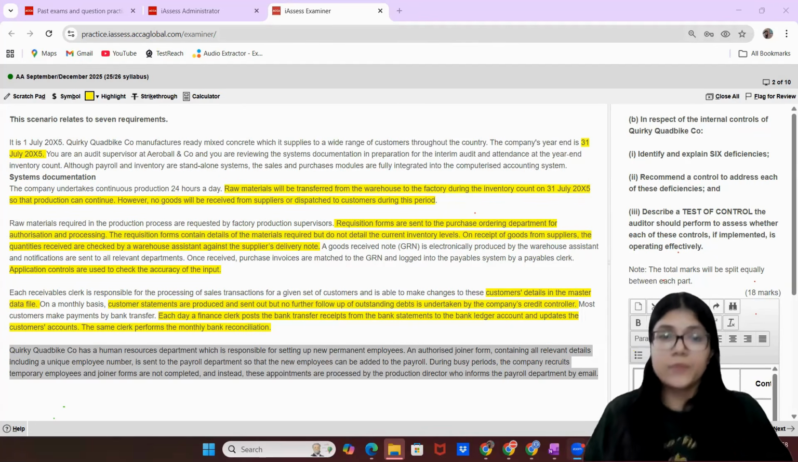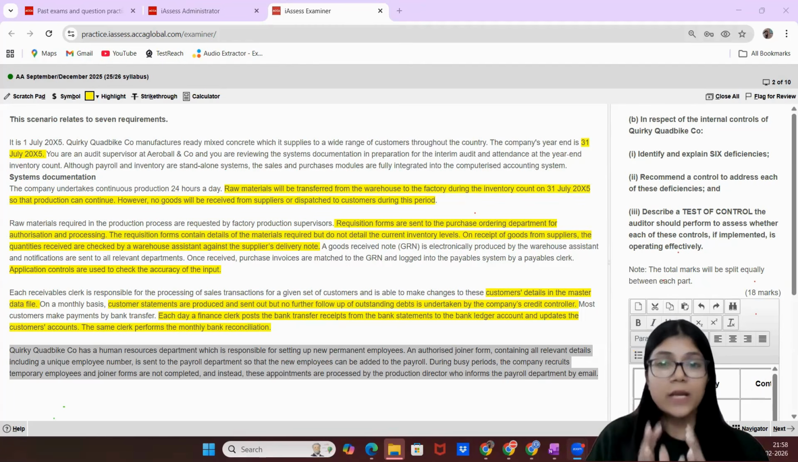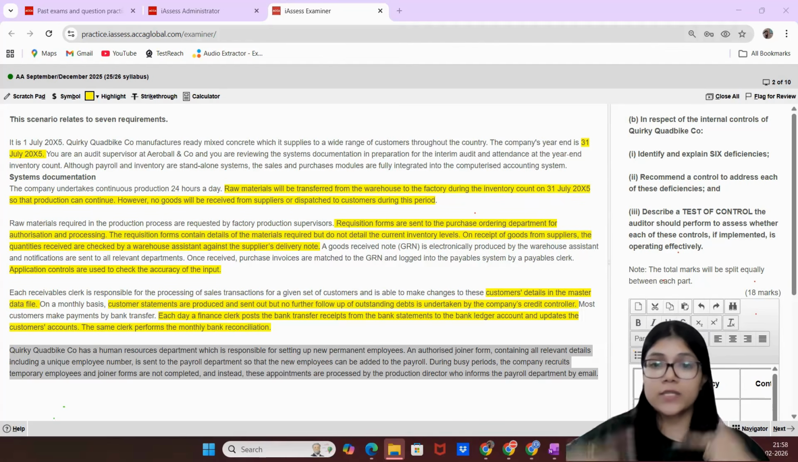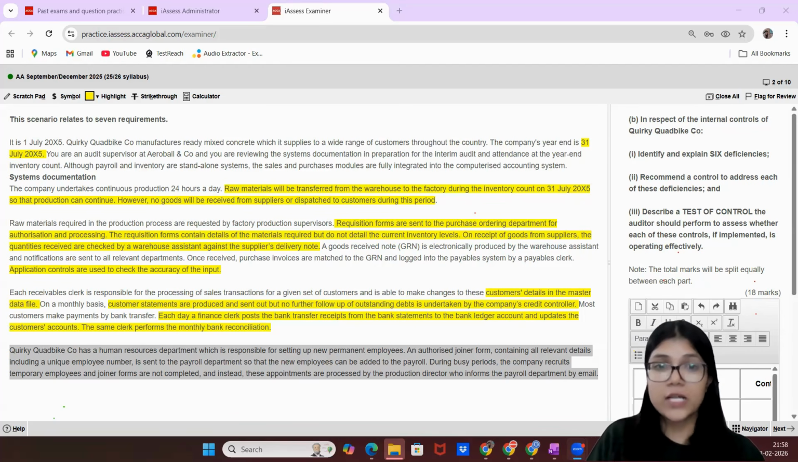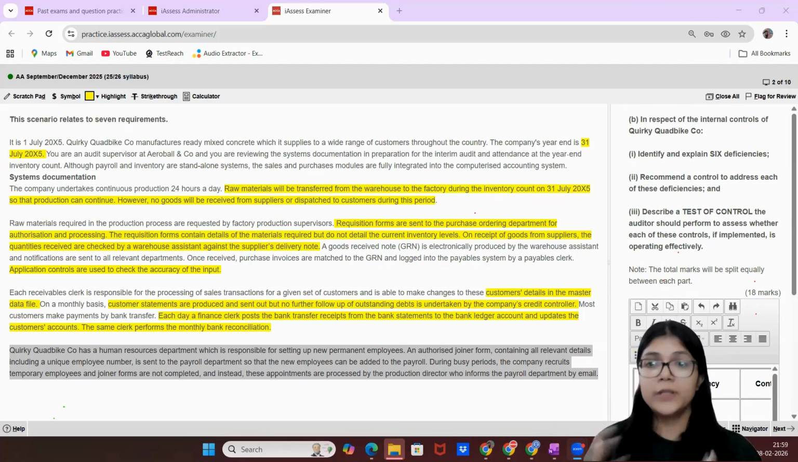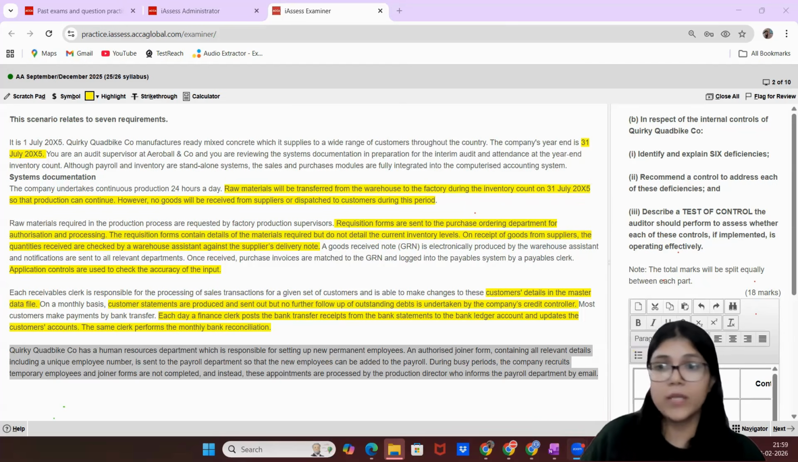Okay, sure. See, the problem here was the statement said that when I am counting my inventory at year end, which is 31st of July, the company is continuously running its production. That means it will be having raw materials converted to WIP. There will be new raw materials which the company would be producing 24 hours 7. They are not going to stop. And the raw materials which are transferred from the warehouse to the factory are also going to get transferred during that count.